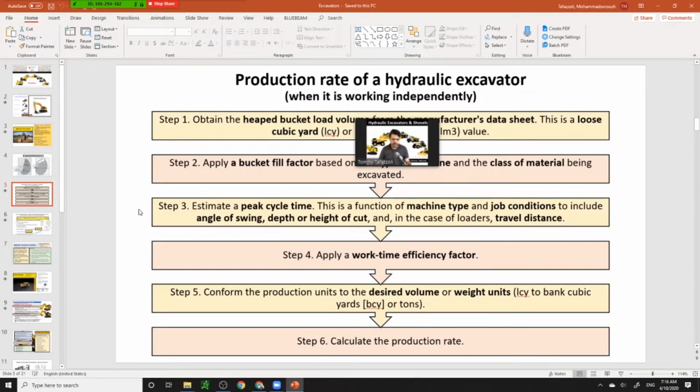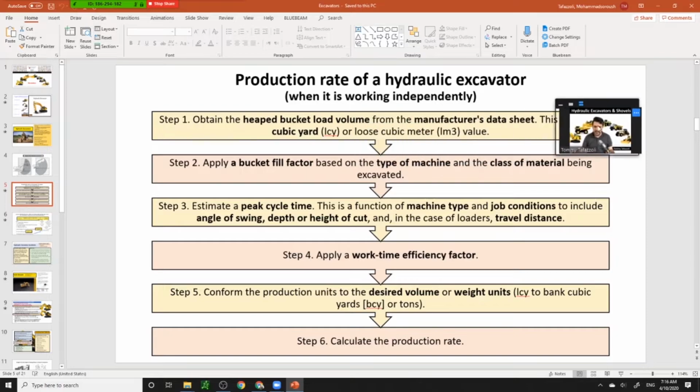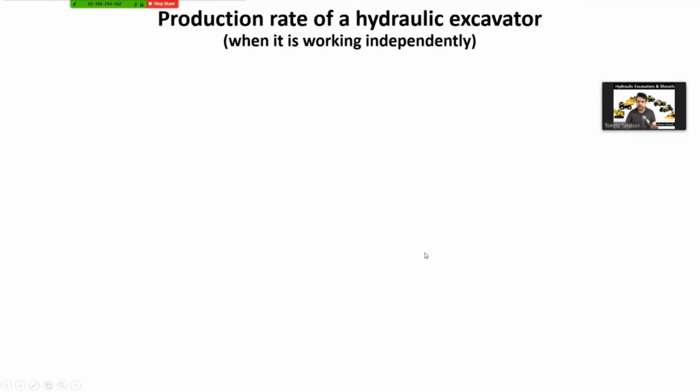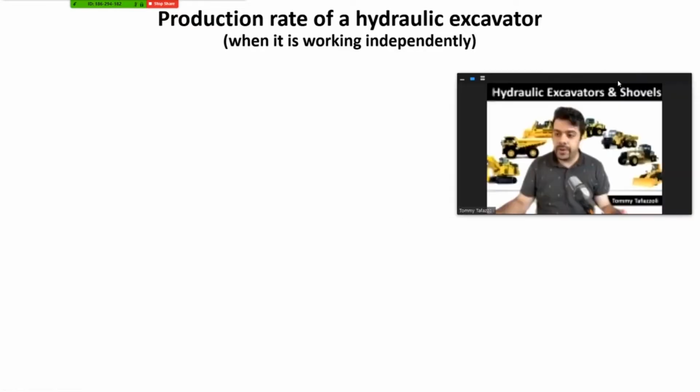Next step is to find the production rates of an excavator. If an excavator is working independently, it means it doesn't have to wait for other equipment, and its production is determined by its own operator, not how other operators are working.